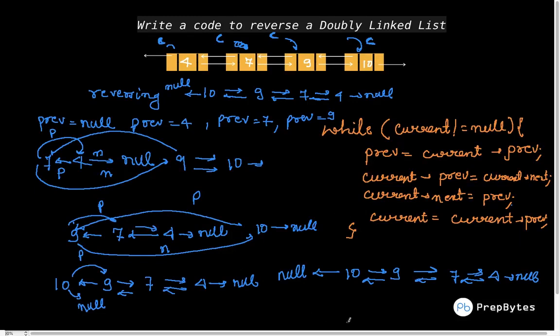But there is a problem. As we all know, there is always a head which points to the first node of the list.